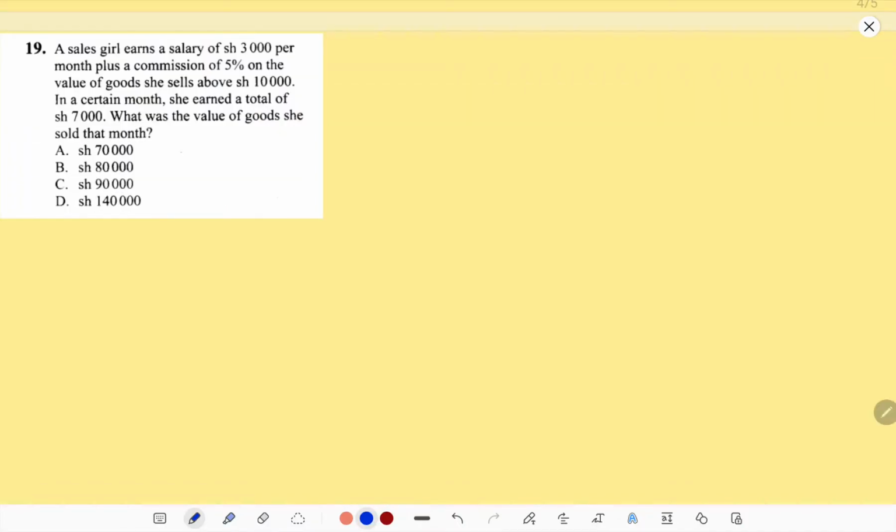Okay, guys, this is another question. This was from KCPE, I think KCPE 2015. Question 19. A sales girl earns a salary of 3,000 per month plus a commission of 5% on the value of goods she sells above 10,000. In a certain month, she earned a total of 7,000. What was the value of goods she sold that month?